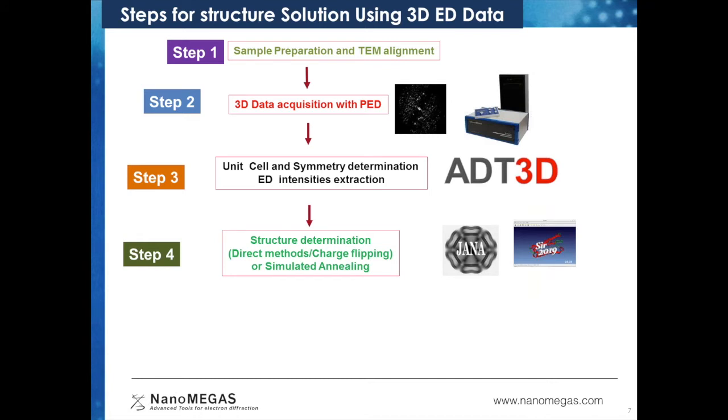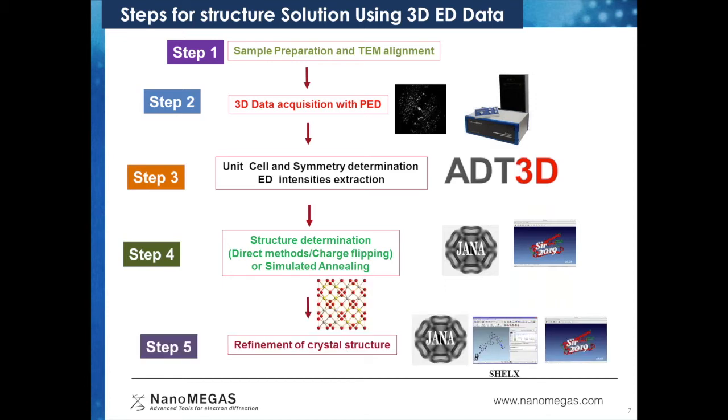The fourth step is to do structure solution using the data you have already extracted. And for this, software like IANA or SIR can be used. The structure solution process can take a couple of hours to days depending upon the complexity of the structure. The fifth and last step is to do a refinement of your structure. Usually kinematical refinement is done. In most cases, this sort of refinement is sufficient to solve a structural problem. And there are many software packages to do this refinement. Mostly we use IANA, SHELX or JANA software.